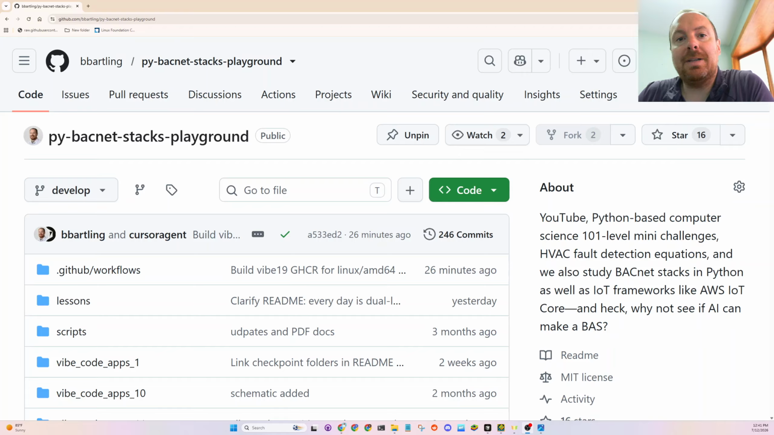So here we are back again, doing this Open-FDD vibe coding experiment with a Streamlit application. The code is living here in the Python BACnet X playground. It's a vibe coded app, but I think I finally have something to show you guys.